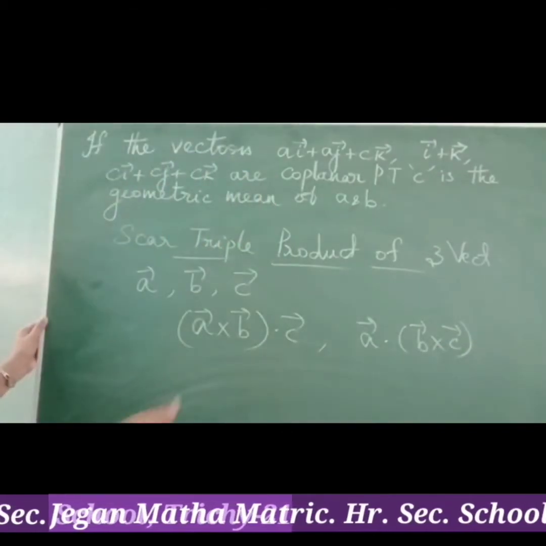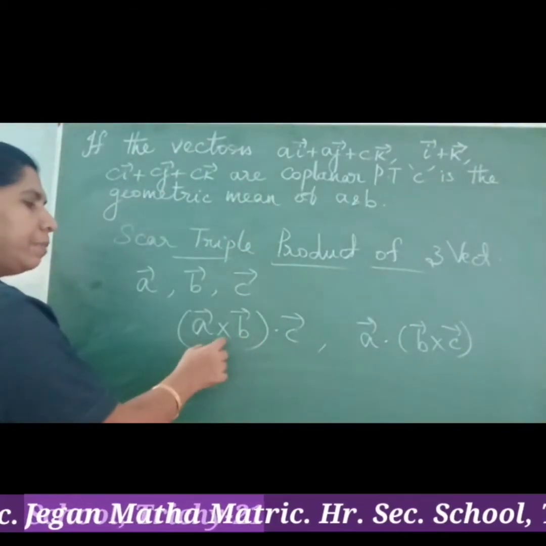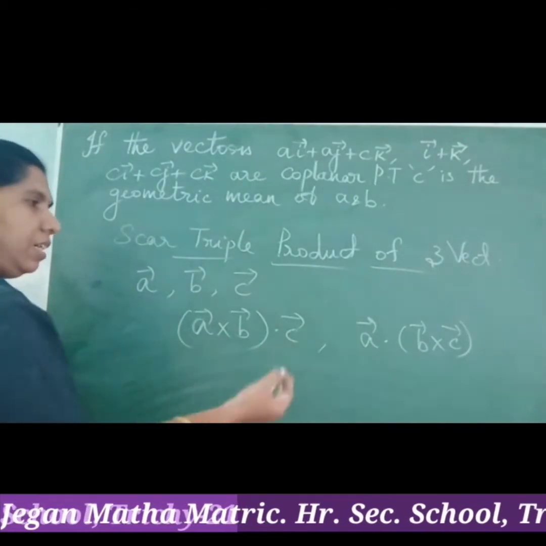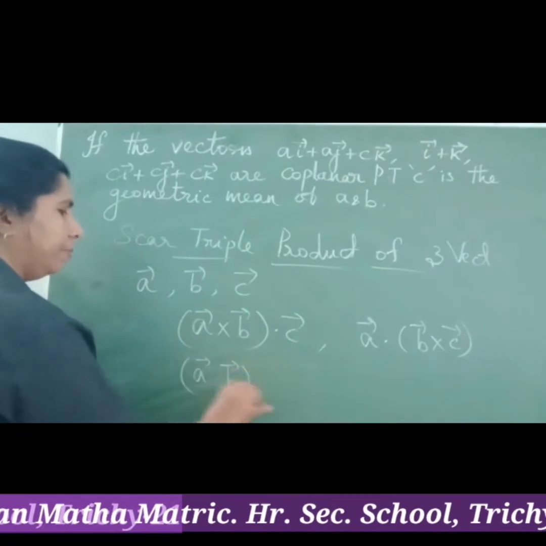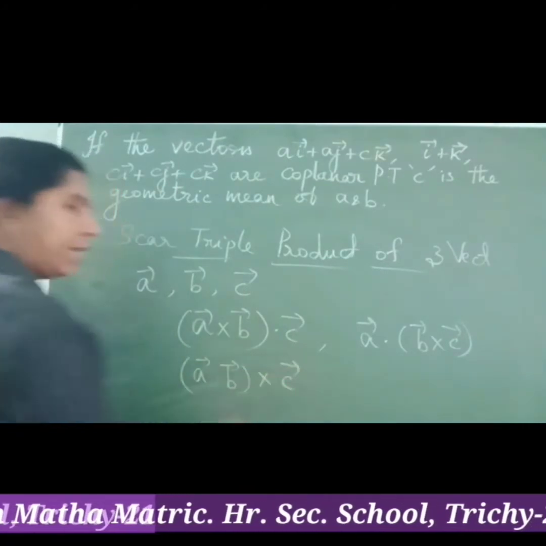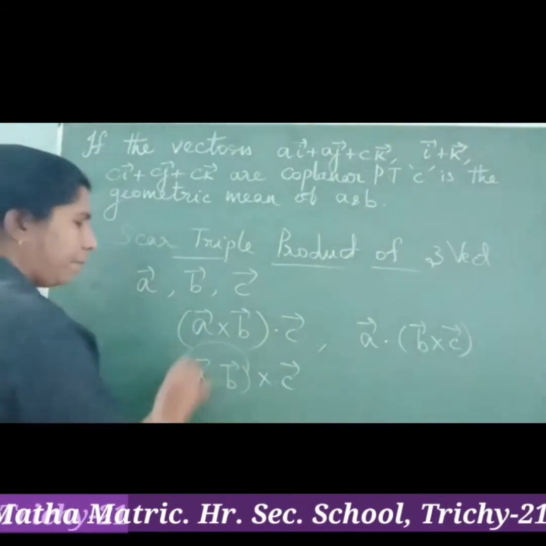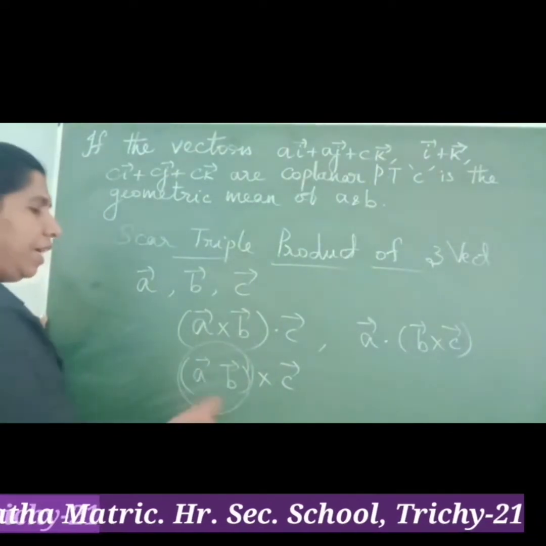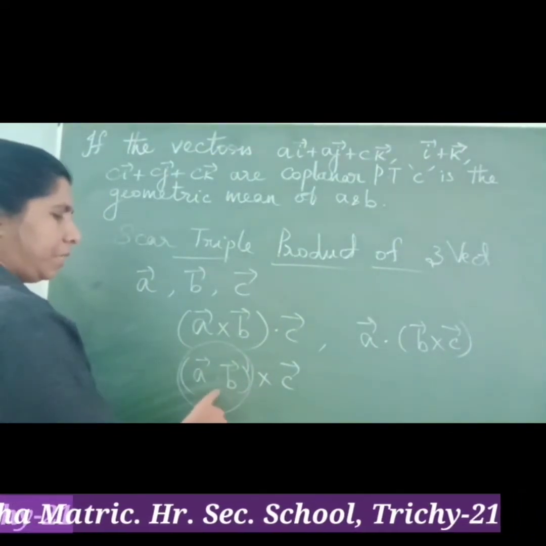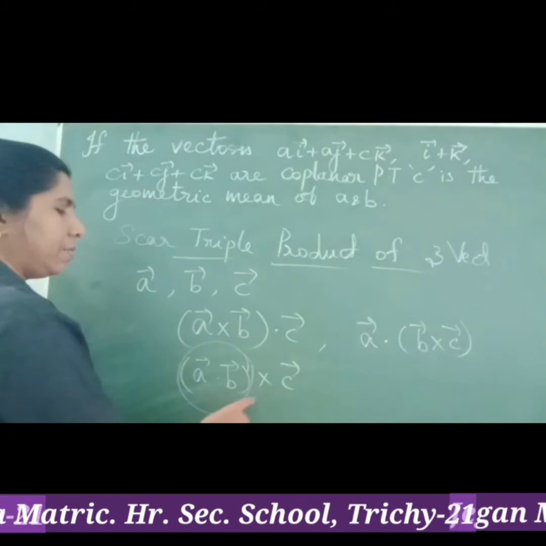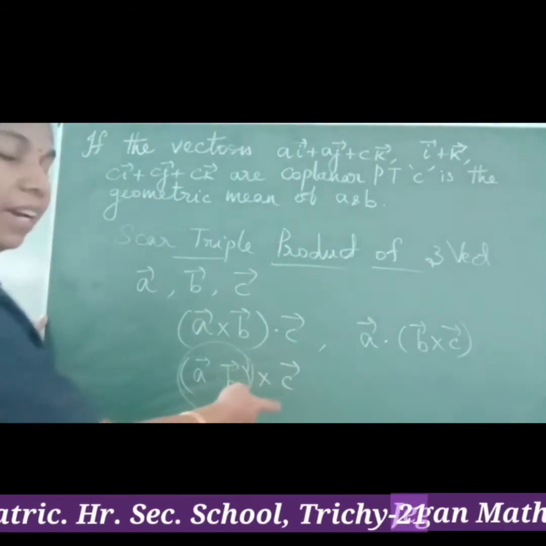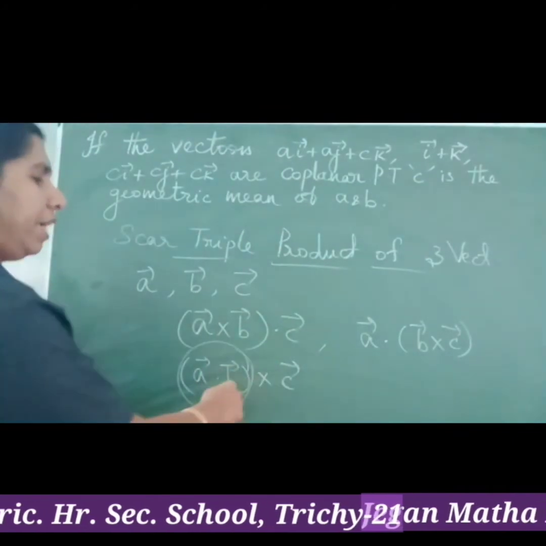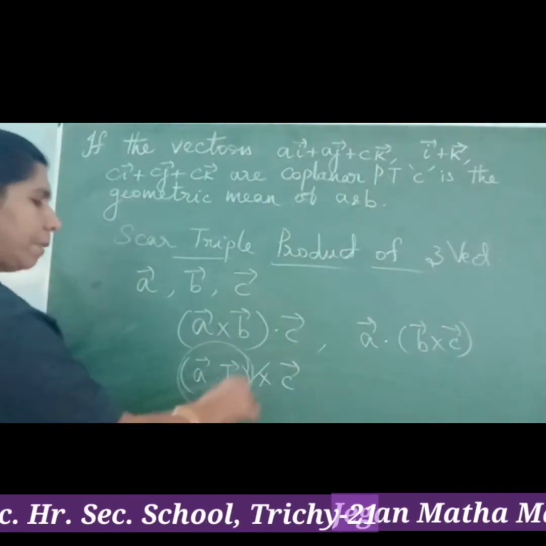The term given inside the bracket must be in cross product. In case you are writing A dot B cross C, we know this A dot B is a scalar quantity. We cannot multiply a scalar with the vector. That is, we cannot find the cross product of a scalar and a vector. Both must be in vector form. So, this is not applicable.